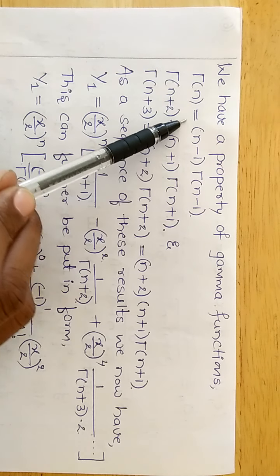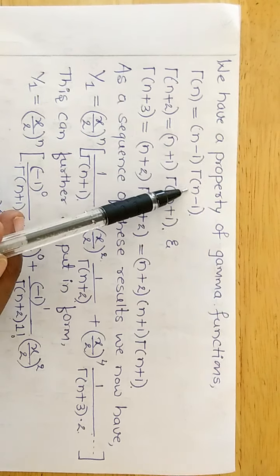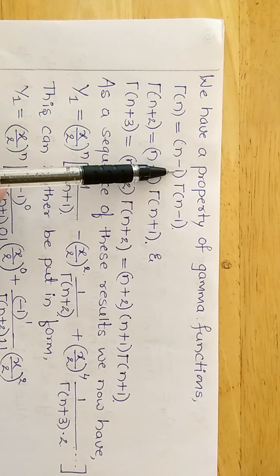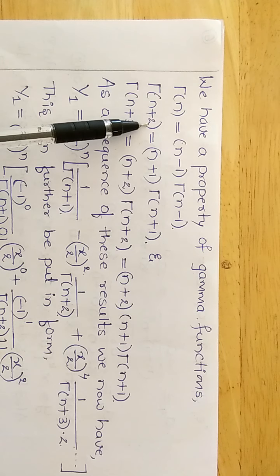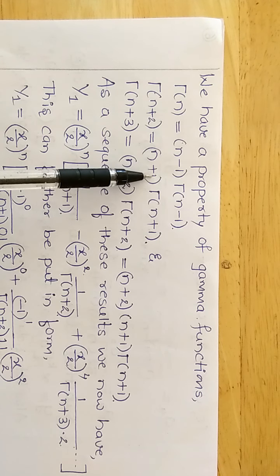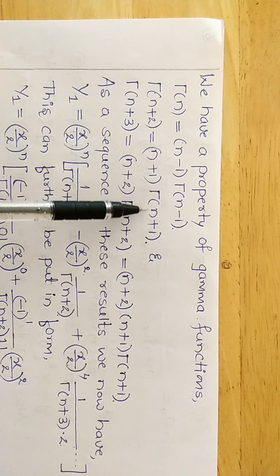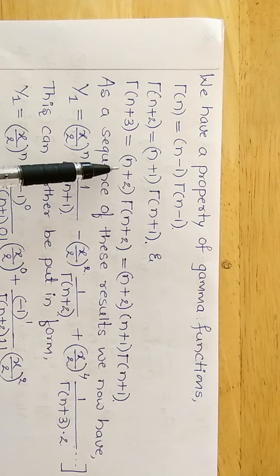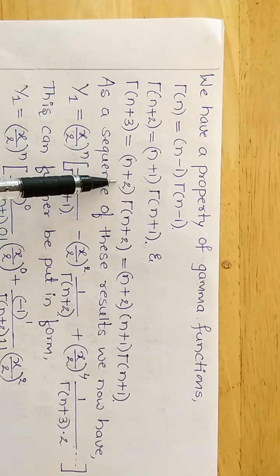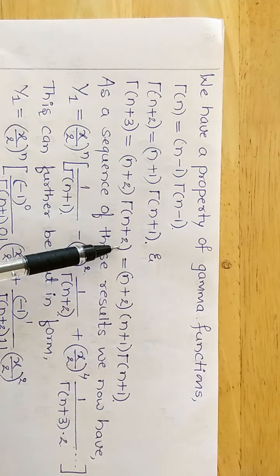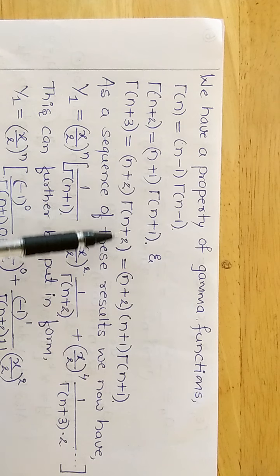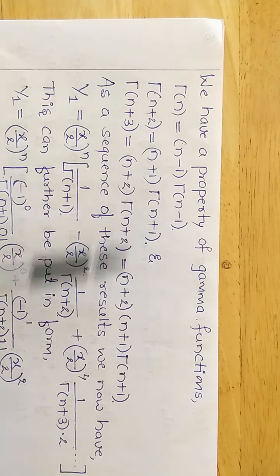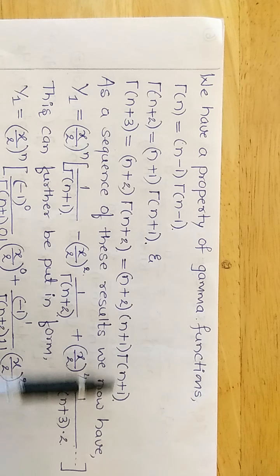Gamma of n is equal to n minus 1 into gamma of n minus 1. Similarly, gamma of n plus 2 is equal to n plus 2 minus 1, so it is n plus 1 into gamma of n plus 1. Similarly, gamma of n plus 3 value is n plus 2 into gamma of n plus 2. We have the gamma of n plus 2 value, so n plus 2 is kept as it is. Gamma of n plus 2 is equal to n plus 1 into gamma of n plus 1.